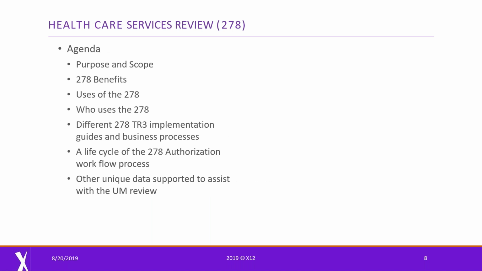The agenda that we're going to cover today is the purpose and scope of the 278, along with its benefits and uses, and who actually uses the 278. Then we'll give a high-level overview of the 3 different types of 278 TR3 implementation guides and the business processes that they support. We'll give an example of a 278 authorization workflow process, and then we'll finish up by talking about other unique data supported within the 278, that supports the UM review and the provider's ability to better describe what they're trying to request.